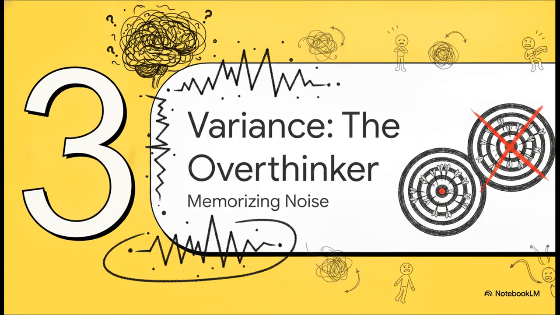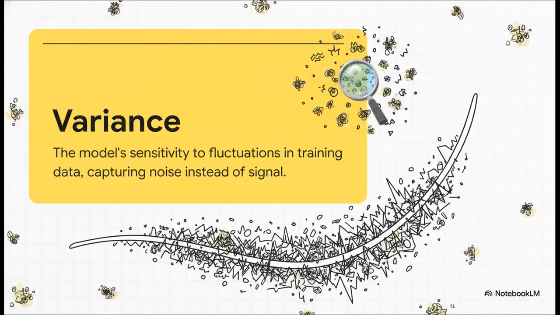But what happens if we swing the pendulum all the way to the other side? Let's move to Section 3, variance, the overthinker. If bias is the stubborn model that refuses to learn the details, variance is the model that overthinks and memorizes absolutely everything it touches. Variance is basically a measure of a model's extreme sensitivity to tiny random fluctuations in the training data. High variance models are highly tuned. Actually, scratch that, they are completely overtuned. Instead of learning the actual signal, they obsess over random noise, weird outliers, and random sampling errors.